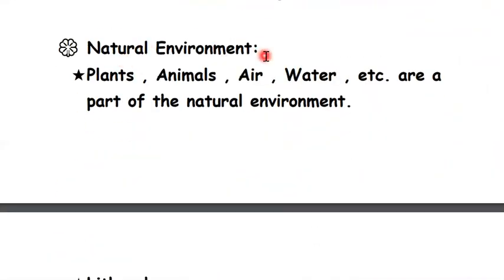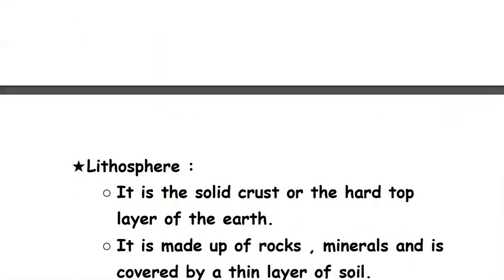Natural environment. Now let us understand briefly about the natural environment. Plants, animals, air, water, etc. are a part of the natural environment. These plants, animals, air, water, and other things that occur naturally in the environment, not made by humans, are part of the natural environment.